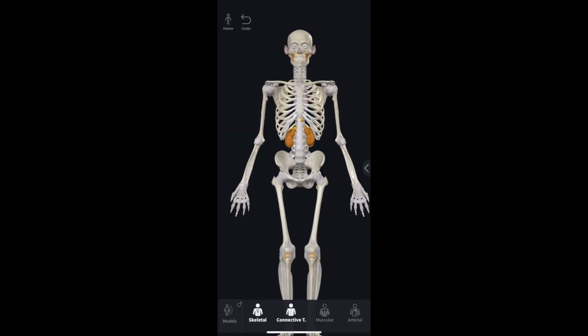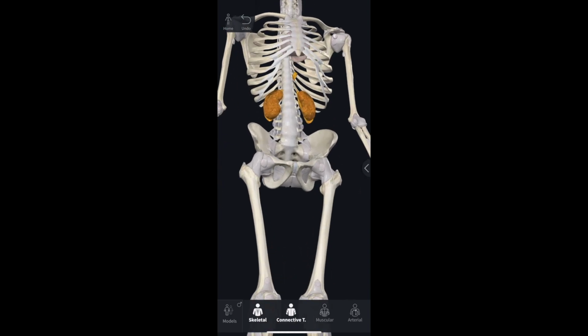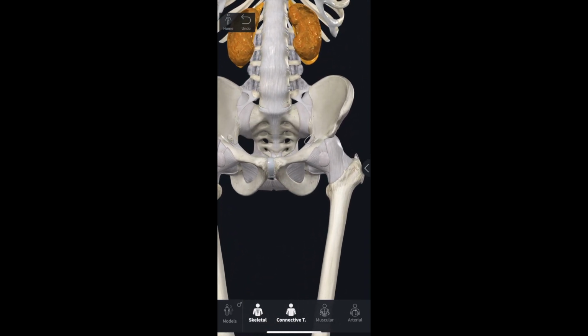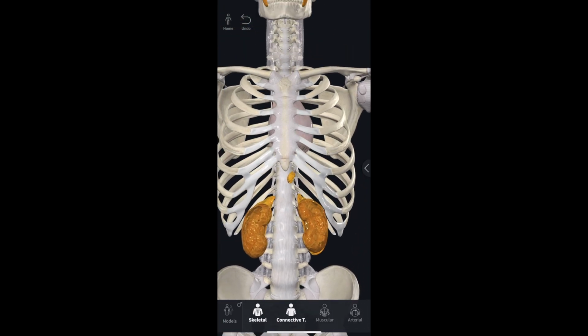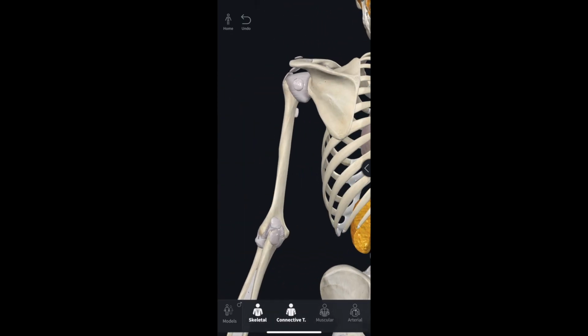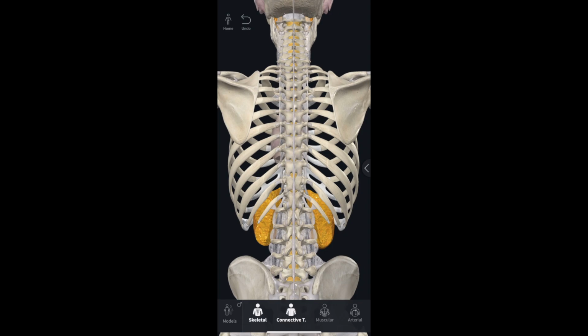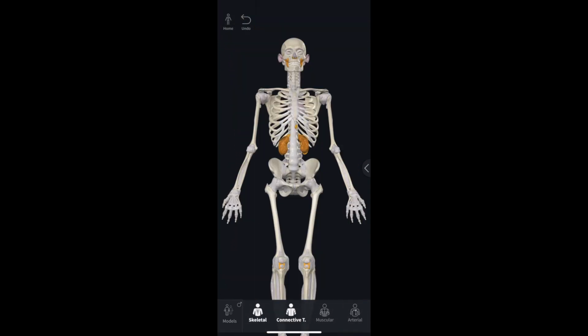Fibrocartilage joints are permanent joints called symphyses. They allow slight movement and are found at the skeletal midline. For example, the symphysis pubis, which is between the right and left pubic bones, the manubriosternal joint, which is between the sternal body and the manubrium, the intervertebral disc, and the sacrococcygeal symphysis.